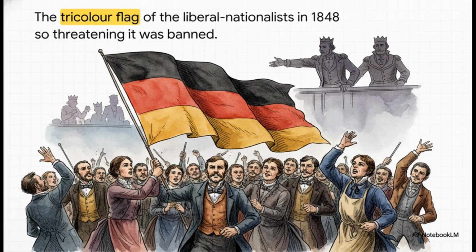And you can't miss the black, red, and gold tricolor flag proudly displayed right alongside all those items. This was the banner of the liberal nationalists in 1848. And get this, it was a symbol so threatening that it was actually banned by the dukes of the German states. The year 1848 is massive here.